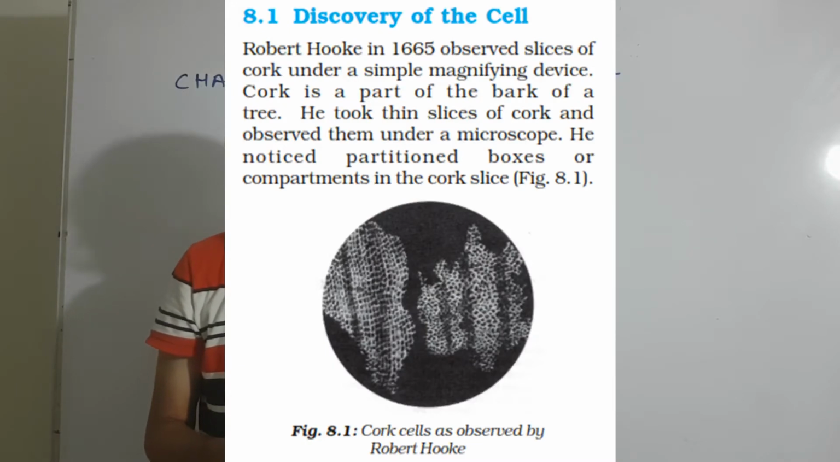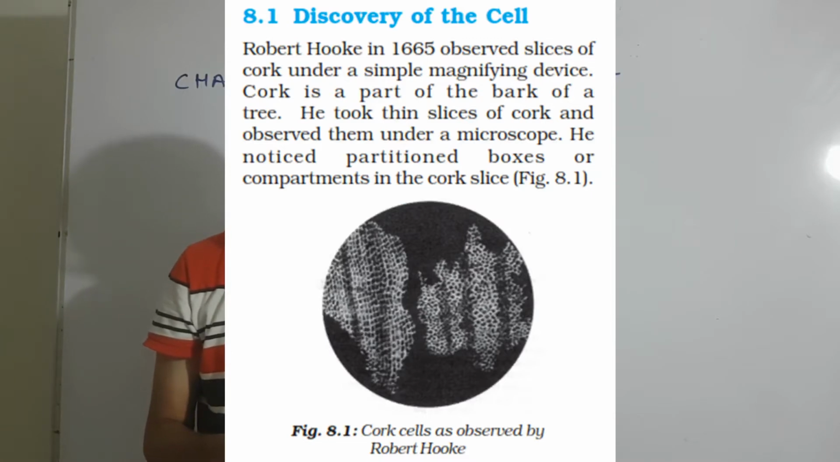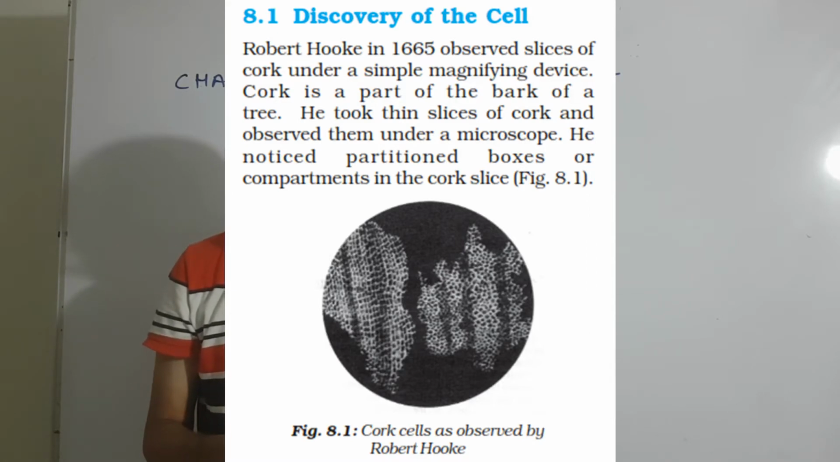Now topic 8.1, discovery of the cell. Robert Hooke in 1665 observed slices of a cork under a simple magnifying device. Cork is a part of the bark of a tree. He took thin slices of cork and observed them under a microscope. He noticed partition boxes or compartments in the cork slice, which is given in figure 8.1.